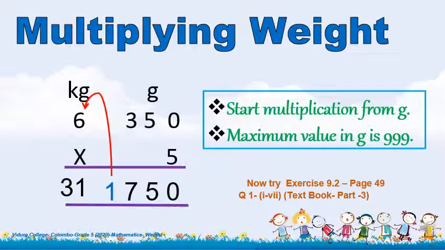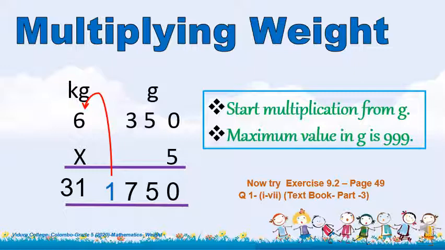Multiplying weight. Here you need to know the two columns in our sum, kilograms and grams. You start multiplication from the grams column. And the maximum value you can keep in the grams is 999. So kids, the sum is 6 kilograms and 350 grams. You have to multiply by 5. Start your multiplication from the grams column.